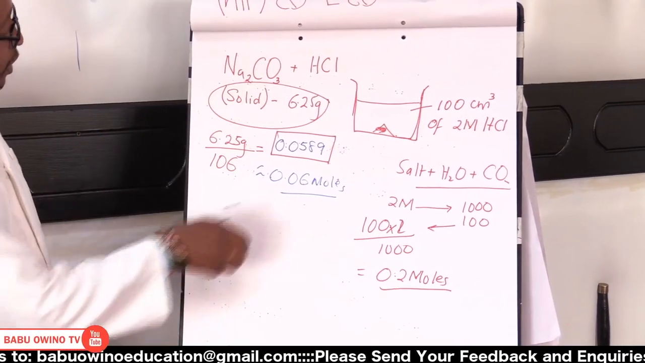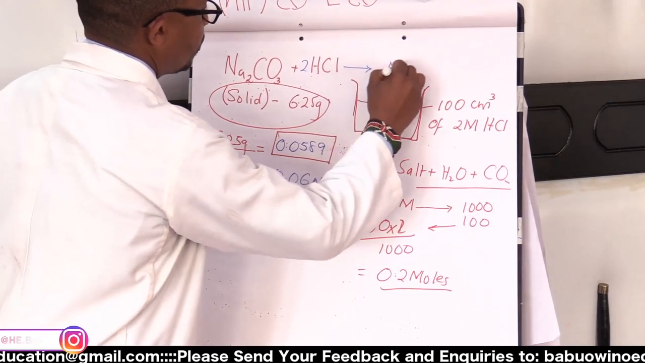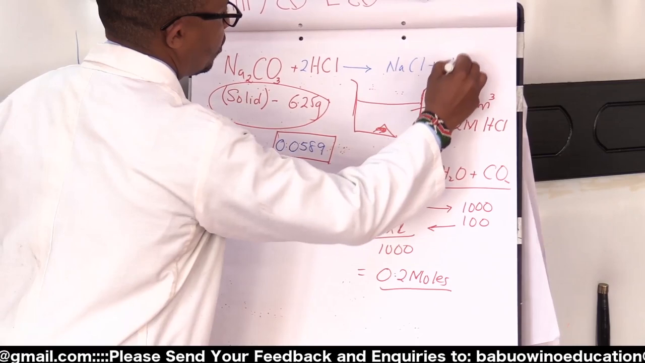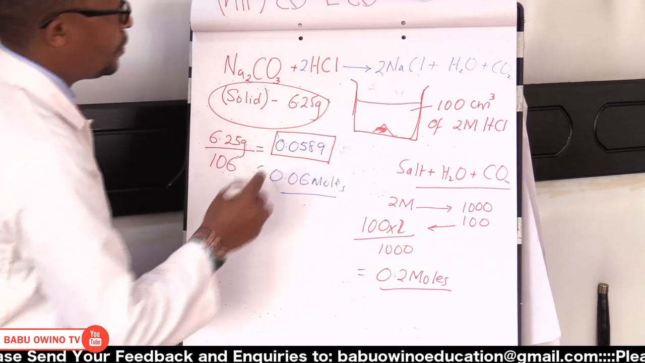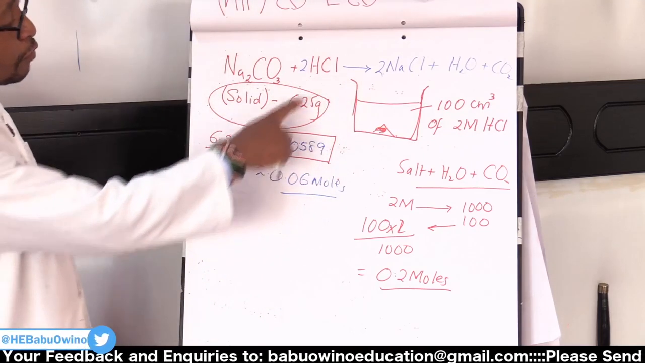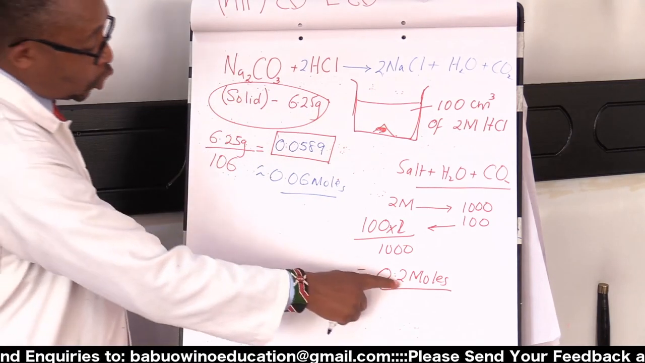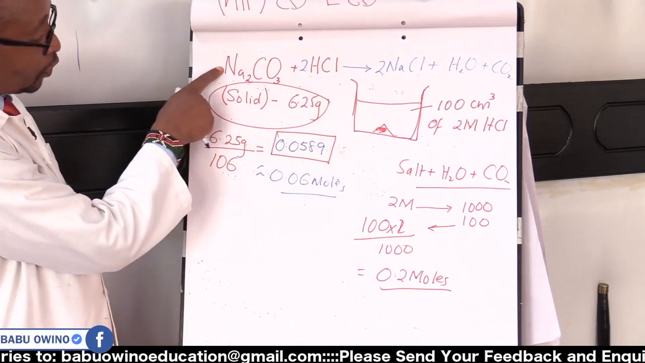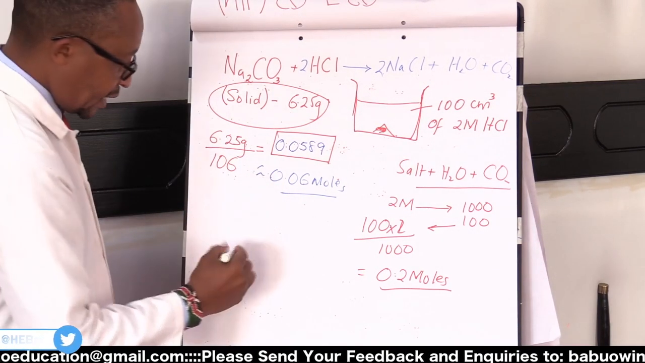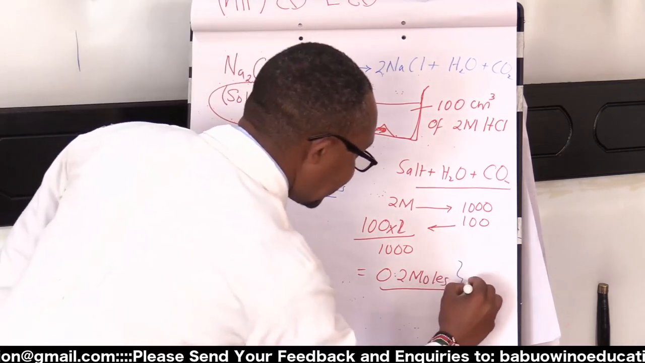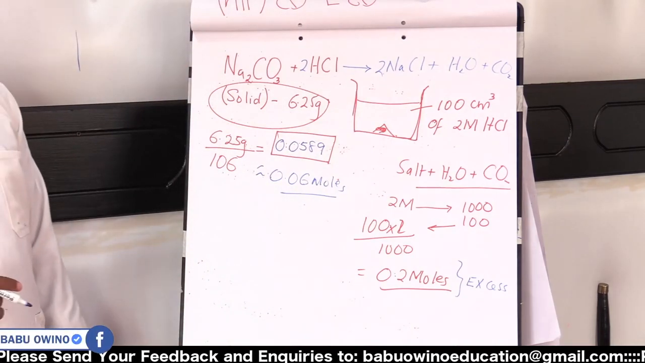Note that if I balance this, for every 2 moles of acid, I need 1 of the carbonate. So if I have 0.2 of the acid, I need 0.1 of the carbonate. Meaning the carbonate is limiting, it is a little, so the acid is in excess.